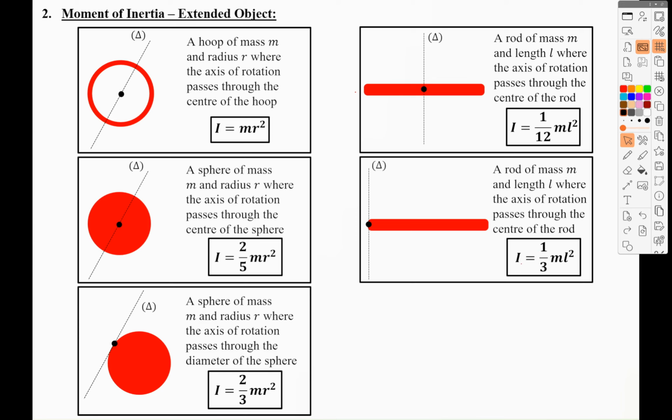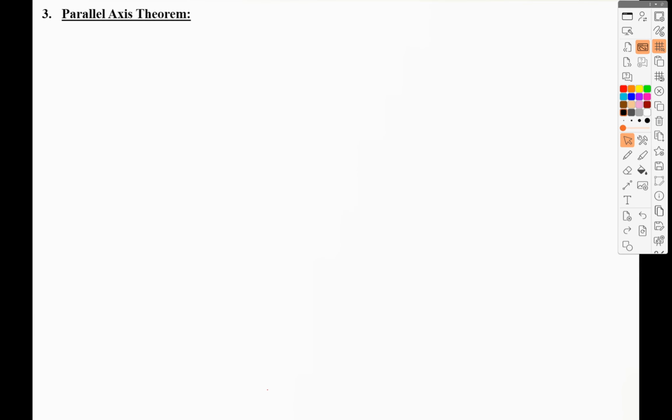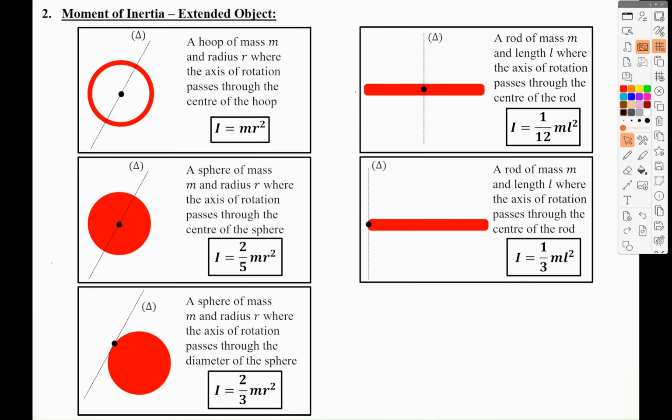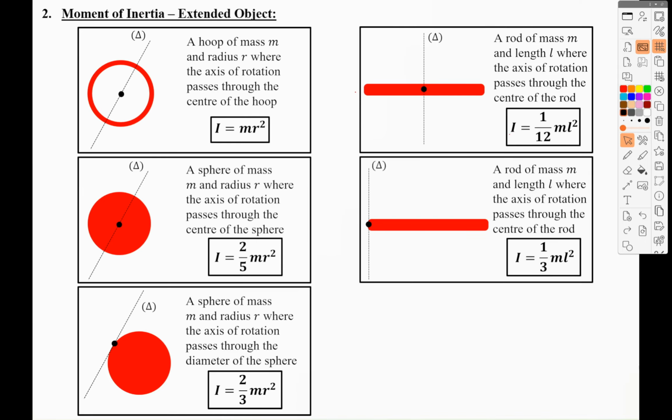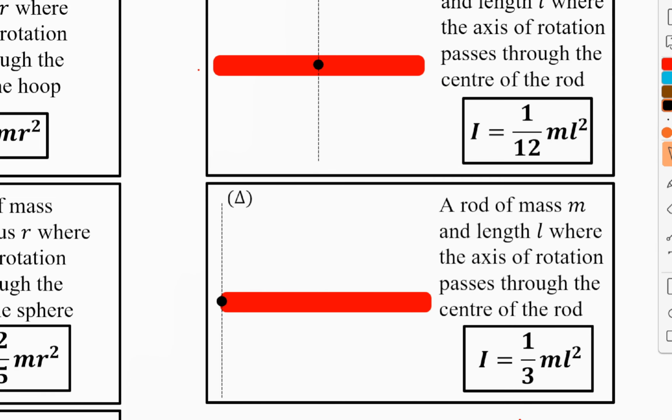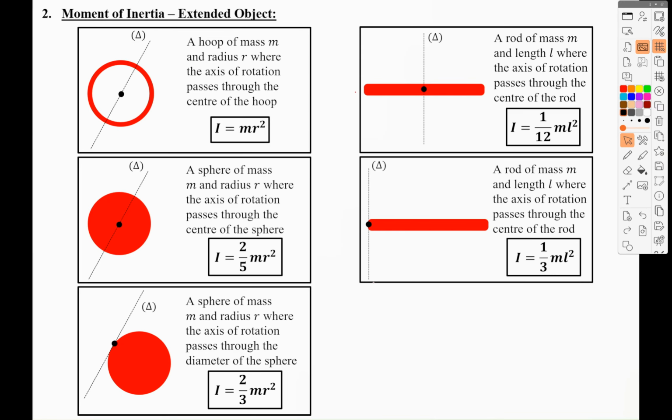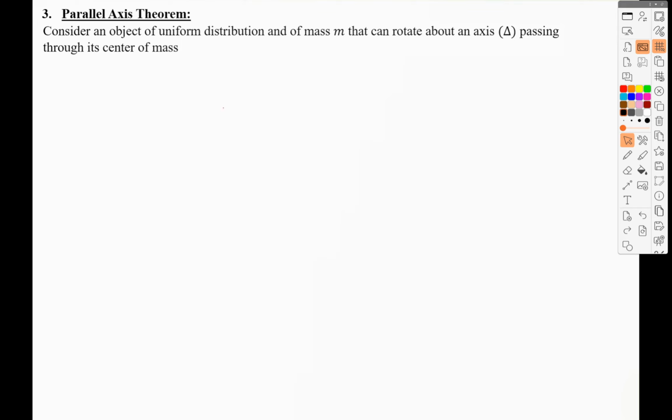So basically the moment of inertia depends on two factors: the mass itself and the mass distribution around the axis of rotation. And you can ask yourself, how are these two related to each other? You can think about how 2 over 5 is linked to 2 over 3, or how 1 over 12 is linked to 1 over 3, and that opens the door to the parallel axis theorem.